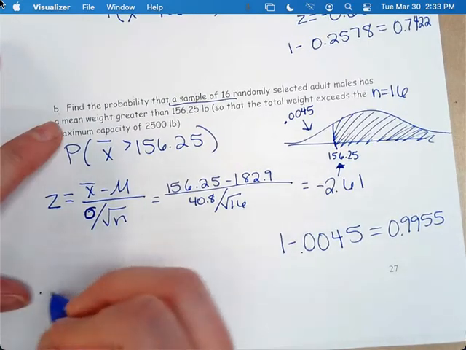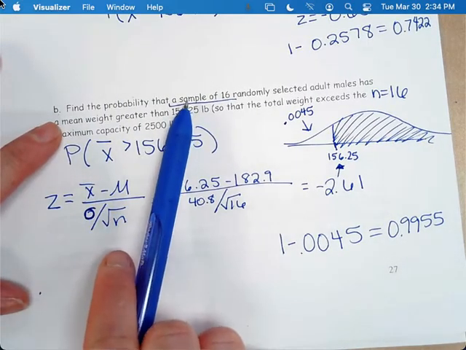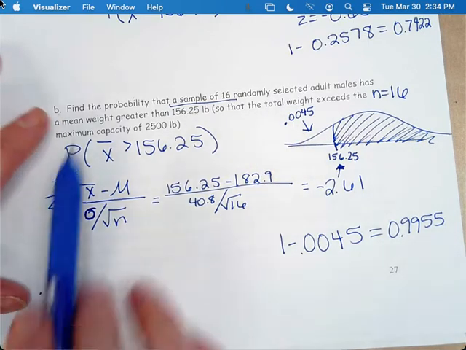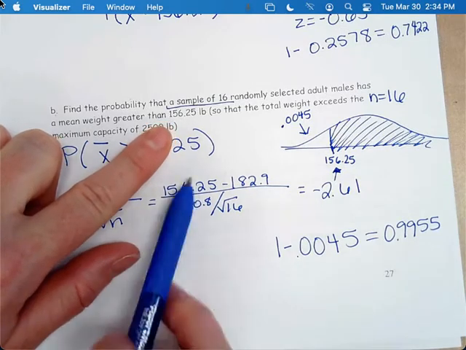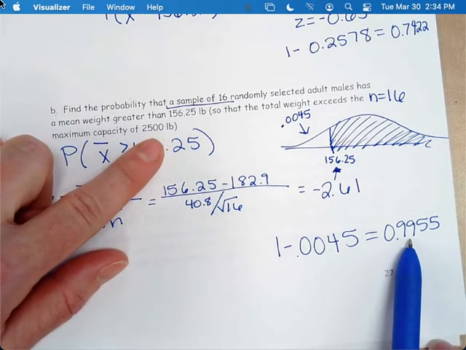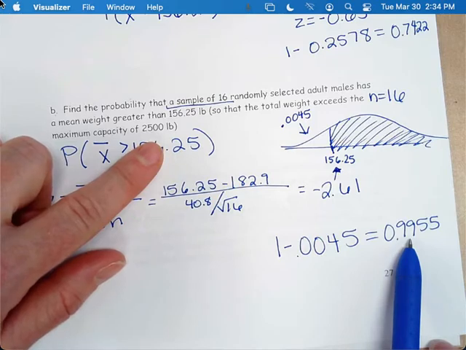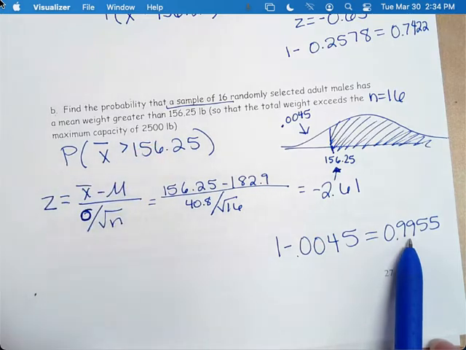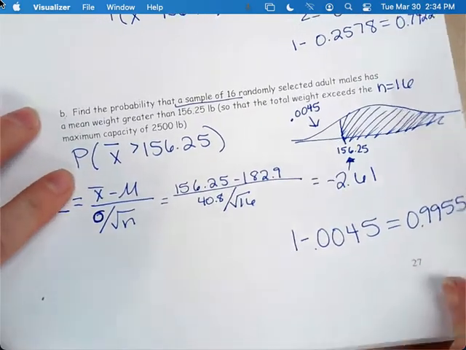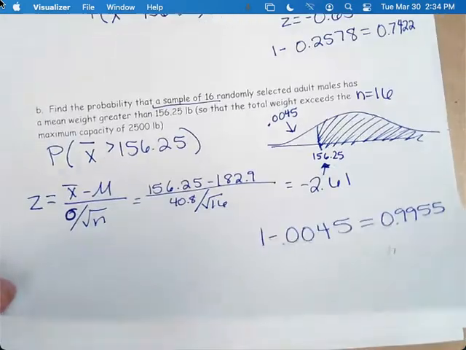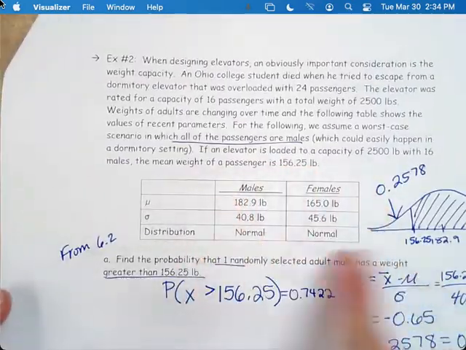So the probability that you take a sample of 16 randomly selected adult males and find their mean weight, and it will be greater than 156.2, is basically 99.5% probability. That's not a good sign. I think the elevator needs to be re-rated based on these numbers right here. Okay, let's go to example 3.